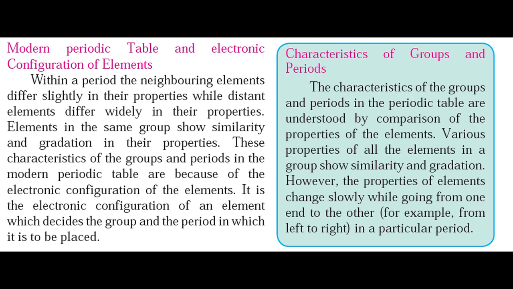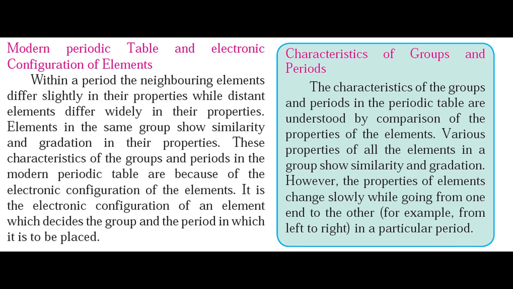Now let us learn how the electronic configuration of elements works in the modern periodic table. Within a period, the neighboring elements differ slightly in their properties, while distant elements differ widely in their properties. Elements in the same group show similarity and gradation in their properties. These characteristics of the groups and periods in the modern periodic table are because of the electronic configuration of the elements.